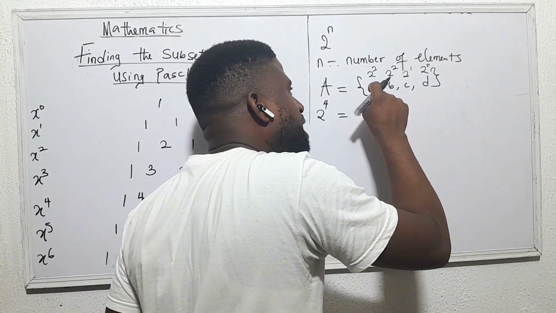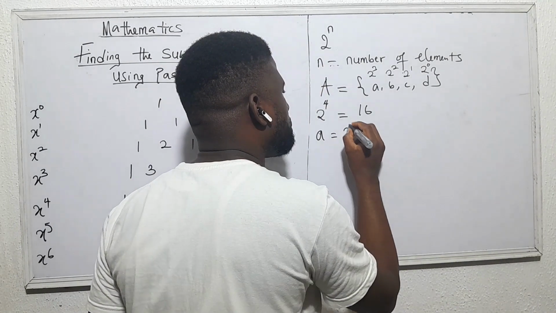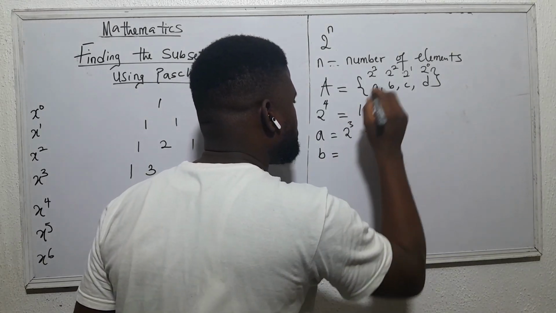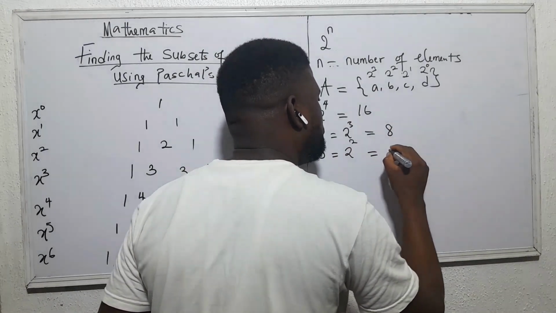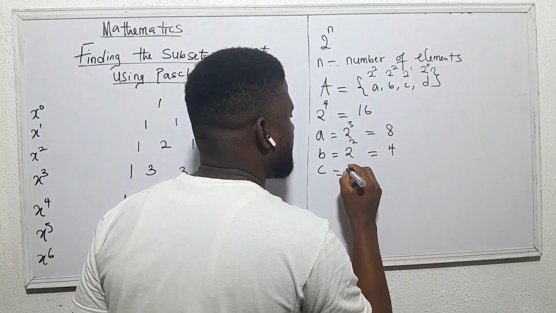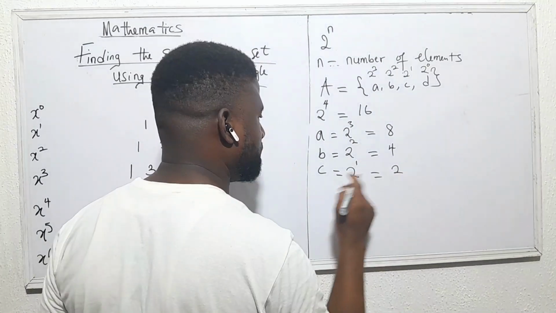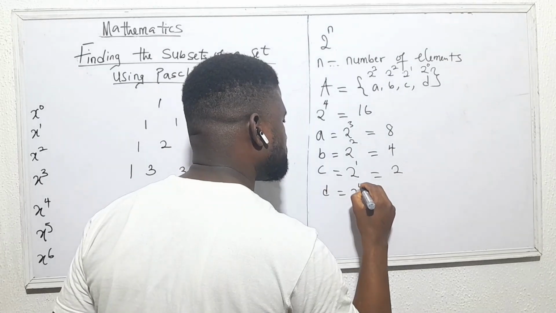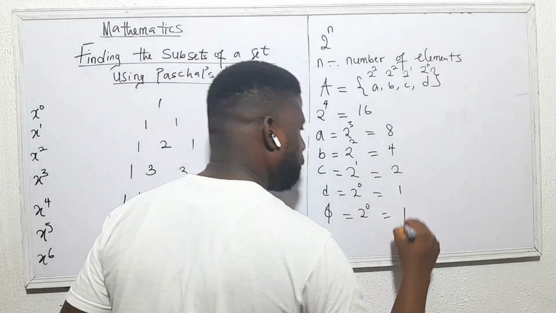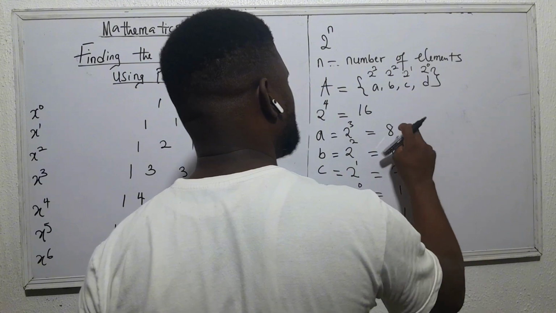When I mark element A with every other element, A will give me 2 raised to power 3 subsets, which is equal to what? 8. When I mark element B with every other element, I get 2 raised to power 2 subsets, which is 4. When I mark element C with every other element, I get 2 raised to power 1, which is equal to 2 subsets. The same thing D, 2 raised to power 0, which is equal to 1. And of course, the empty set will give me also 1 subset. So we have 1 plus 1, 2, 2 plus 2, 4, 4 plus 4, 8, 8 plus 8, 16.